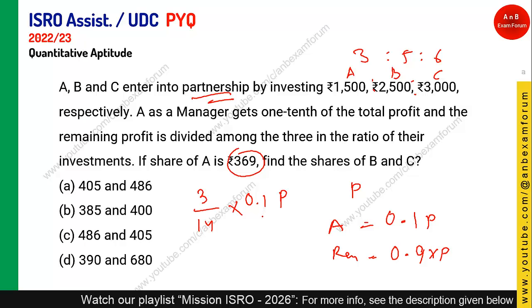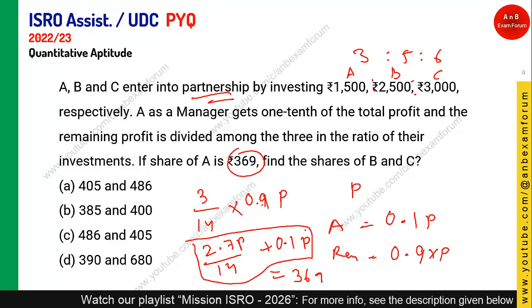0.9. Why 0.9? Because it is distributed among the other persons. So it will become 2.7 P divided by 14, and the remaining is his share, that is 0.1 P, and the total he got is 369. So you have converted everything from A's perspective. This is the individual profit he gets as a manager, and this is the share he got from the remaining portion.